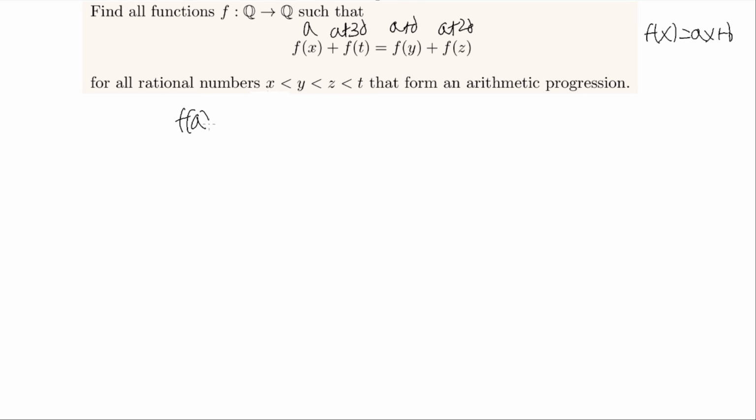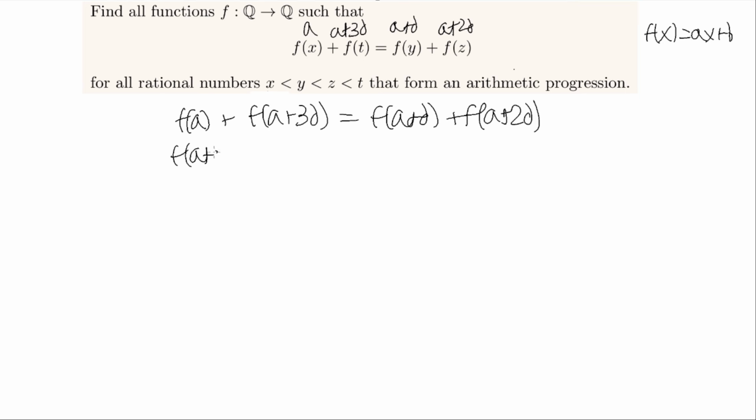So f of a plus f of a plus 3d is equal to f of a plus d plus f of a plus 2d. So we have this equation here, where a and d are rational numbers. This problem seems to be very arithmetic sequence coded, as we'd expect. So let's try going further along this arithmetic sequence. For example, what if we shift everything up by d? Then we get f of a plus d plus f of a plus 4d is equal to f of a plus 2d plus f of a plus 3d.